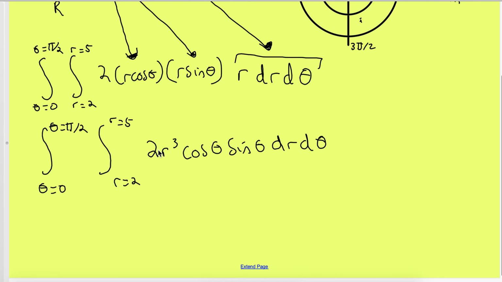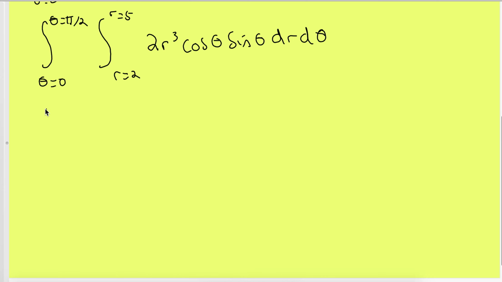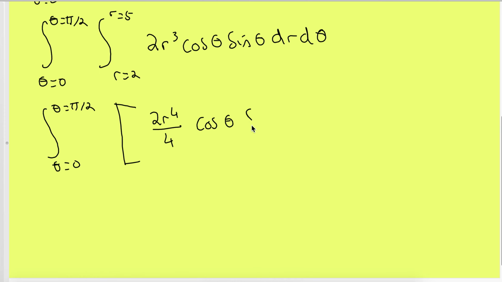And remember, if you integrate something with respect to r, you only integrate this bit, the rest stays the same, because you treat theta as a constant. So I've got the integral between theta equals 0 and theta equals pi by 2. Remember, we're changing to square brackets. That gives me 2r to the power of 4 over 4 cos theta sine theta between 2 and 5 d theta.